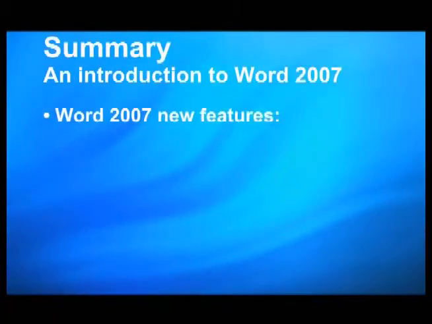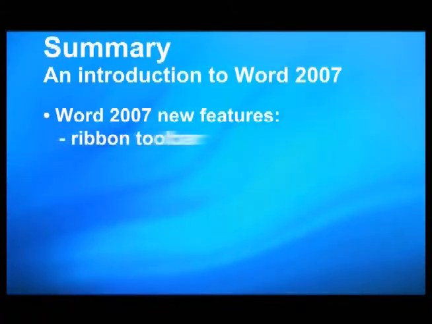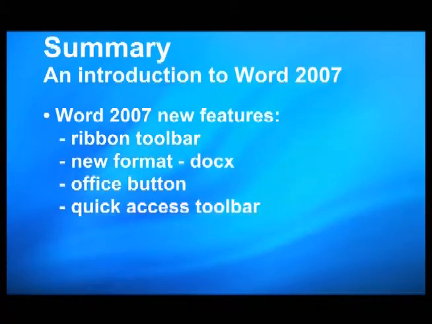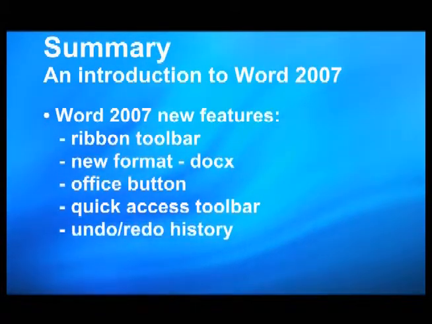Word 2007 has several new features and improvements. These include the new toolbar called the ribbon, a new document format, DocX, the Office button, which contains Word's file management functions, the Quick Access toolbar, which can be customised, and an Undo-Redo history.